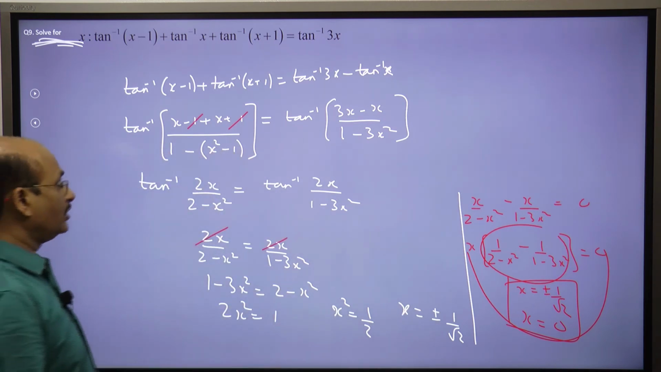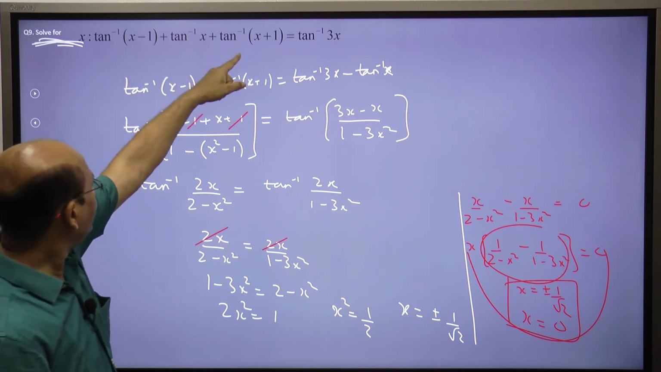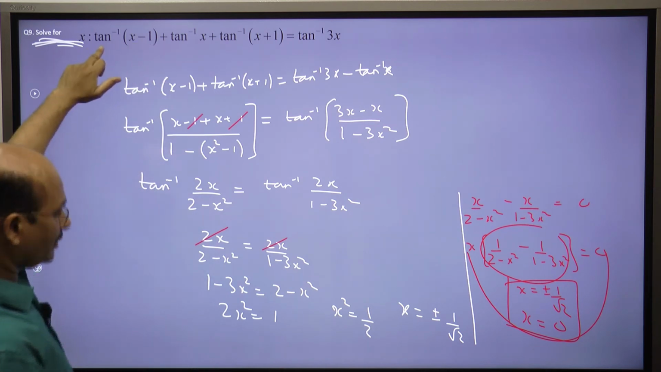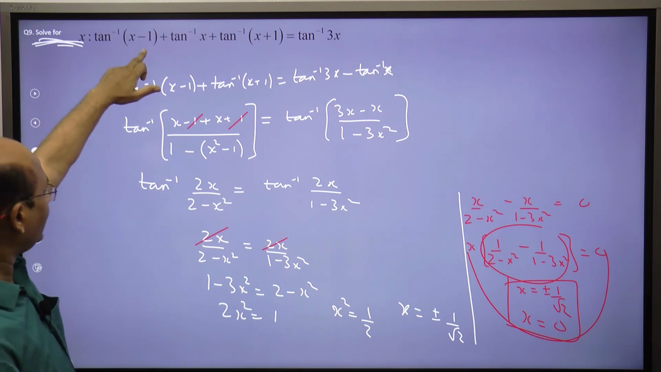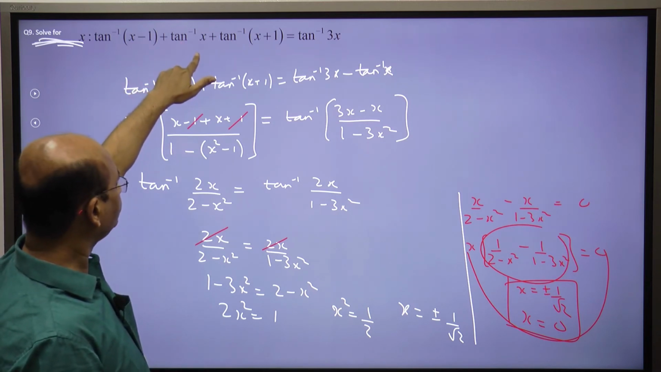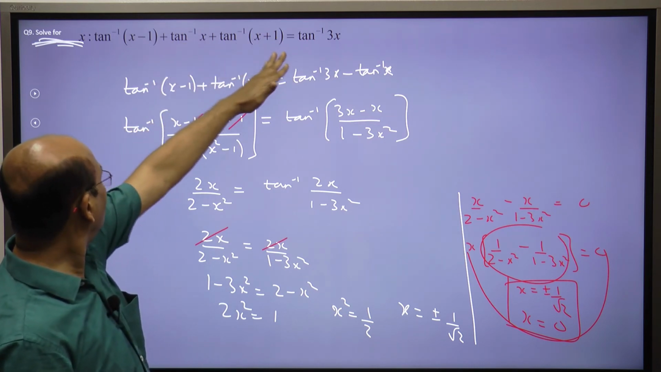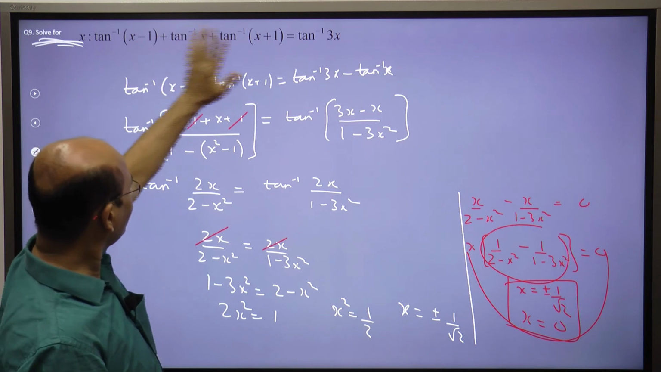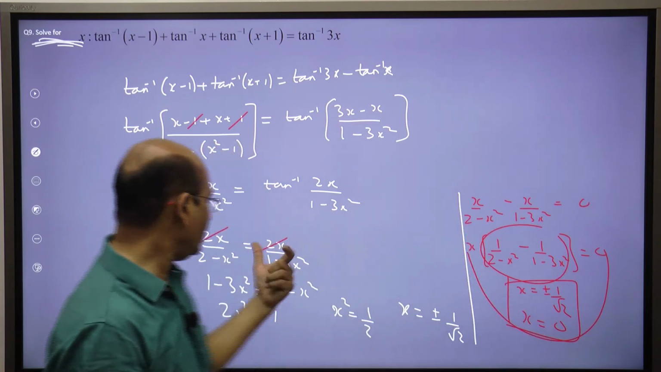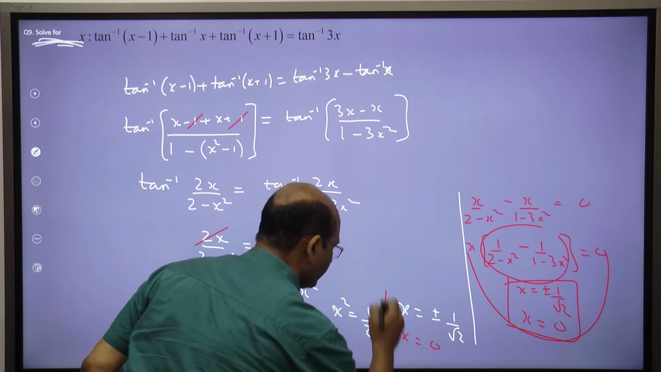Now this is the pattern of the question, because it is tan inverse minus 1 plus tan inverse 0 is 0. Try to understand: tan inverse of minus 1 is minus pi by 4, leave it as it is. Tan inverse 0 is 0, and this is tan inverse 1, which is pi by 4. Minus pi by 4 plus pi by 4 is 0, right, and here it is 0. So that means 0 also satisfies. This I want you to remember. So I have to add one more solution there, x equals 0.